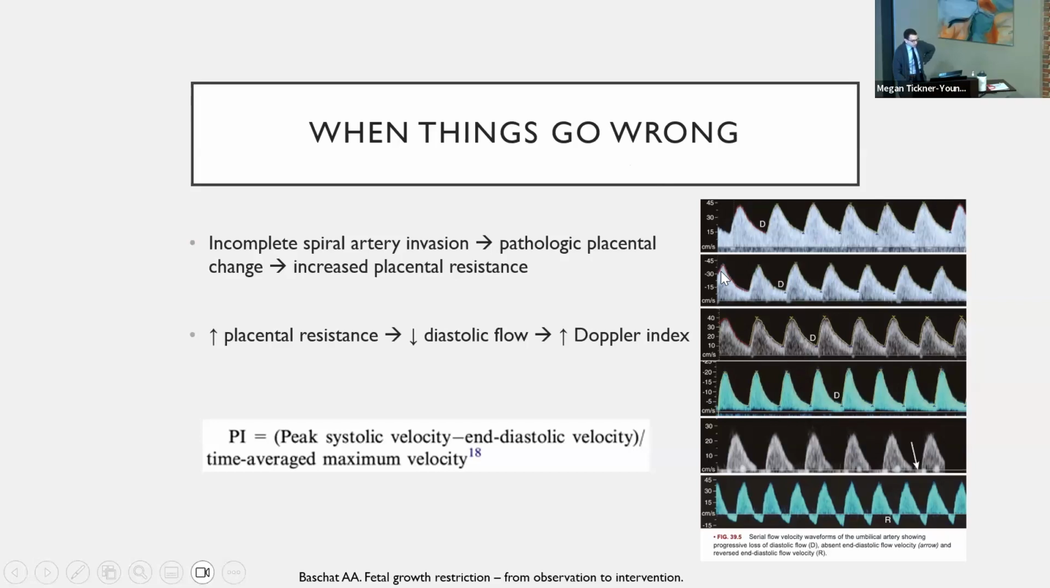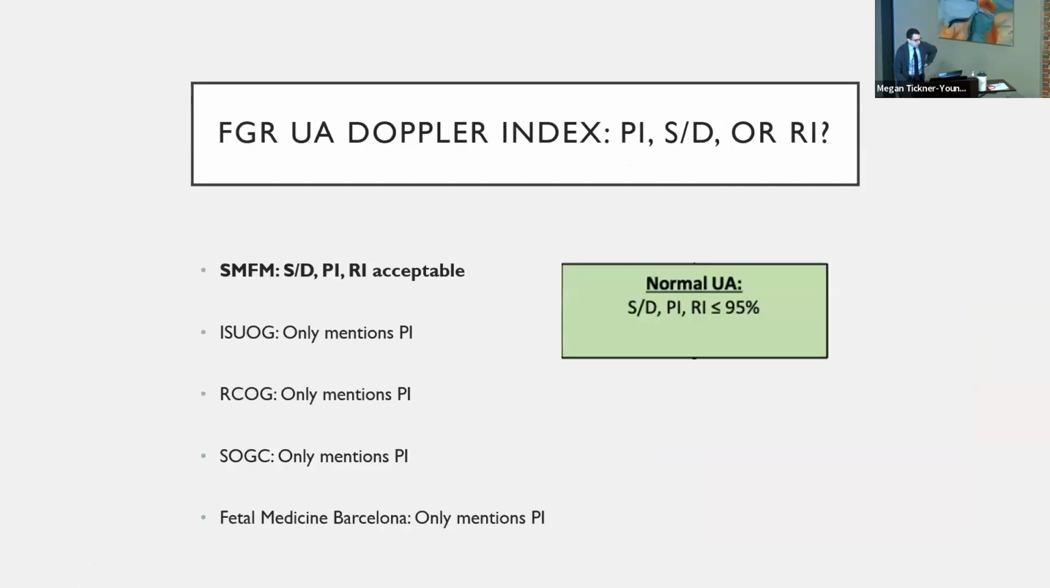With these changes, your Doppler indices increase. So with growth restriction, you see an increased pulsatility index of the umbilical artery. But how should we measure these Doppler indices? I mentioned you have multiple ways of quantitatively evaluating these Doppler waveforms.